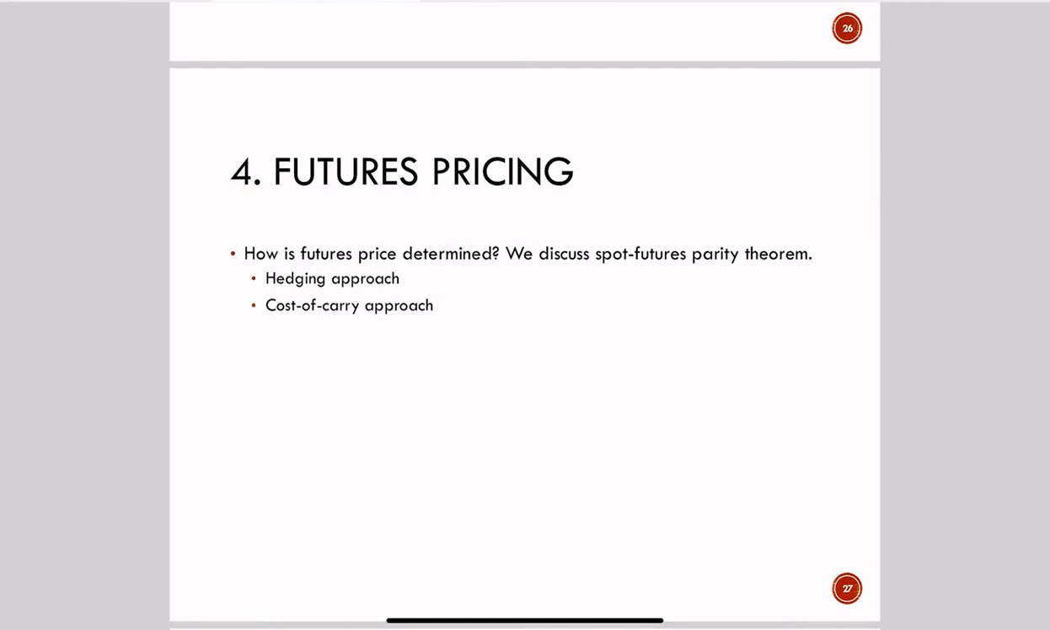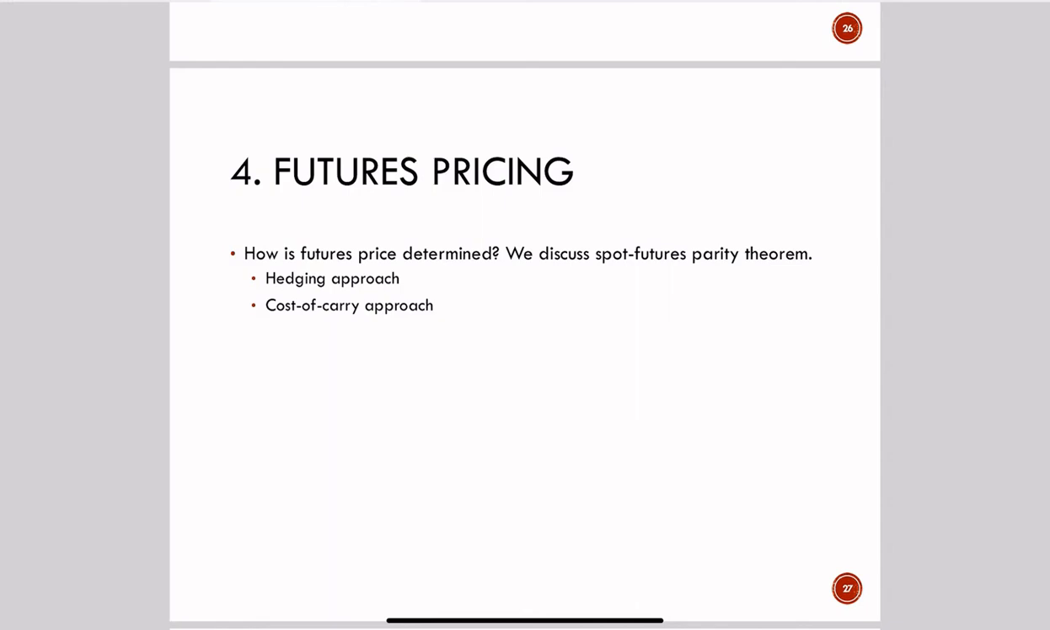Okay, so last class we discussed some basics about futures, such as how to calculate the profit from your futures long or short positions, and we also talked about how trading futures actually works. So today let's talk about a more advanced topic, which is how to price futures.